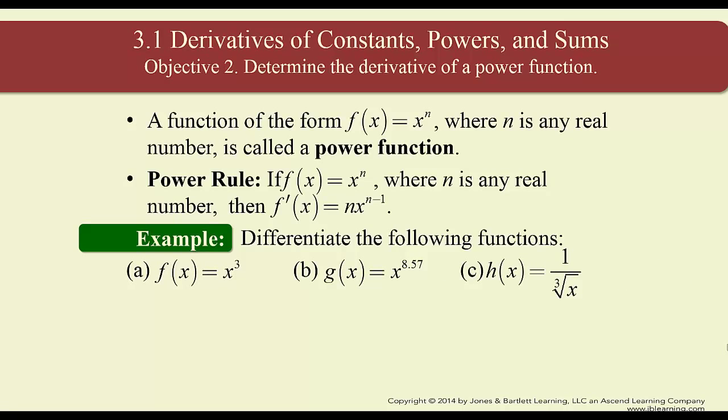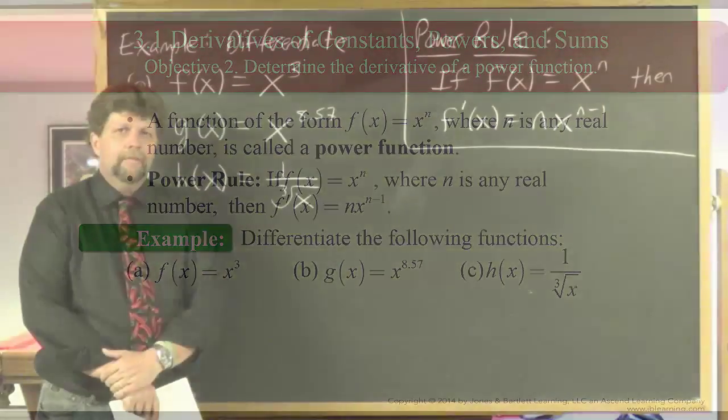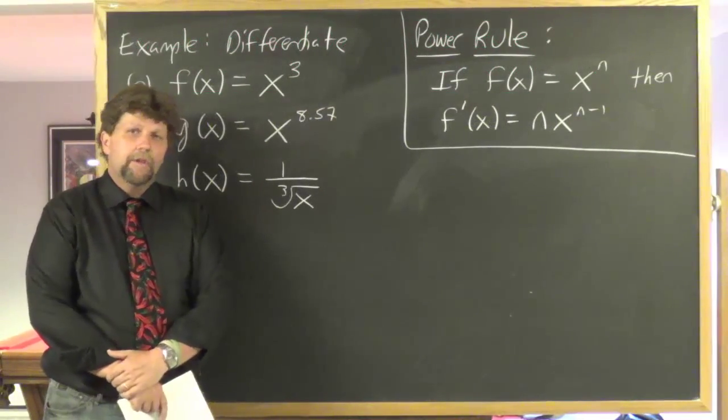Part A, f of x equals x cubed. Part B, g of x equals x to the 8.57. And part C, h of x equals 1 over the cube root of x. If you need to, write those down, because at this time, I'm going to head off to the chalkboard and do this example.